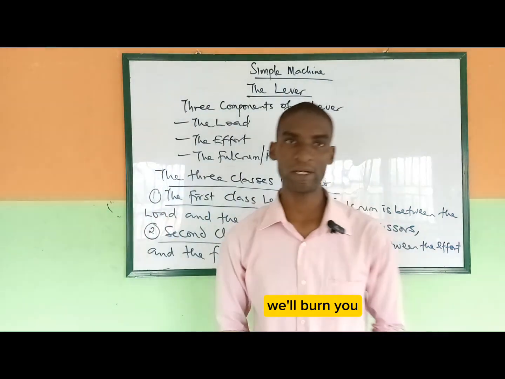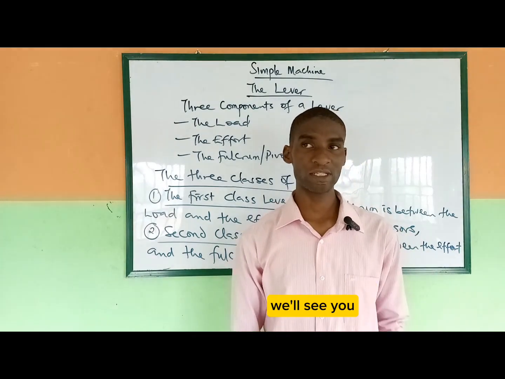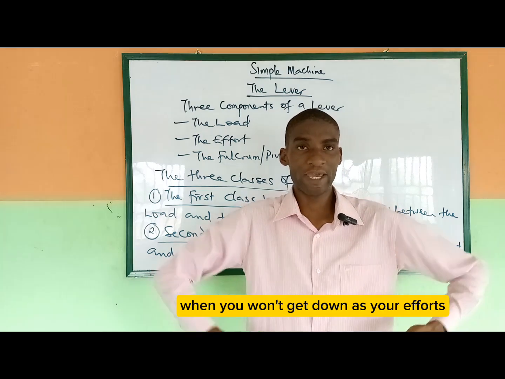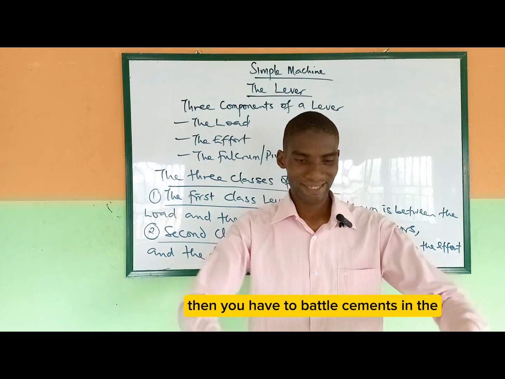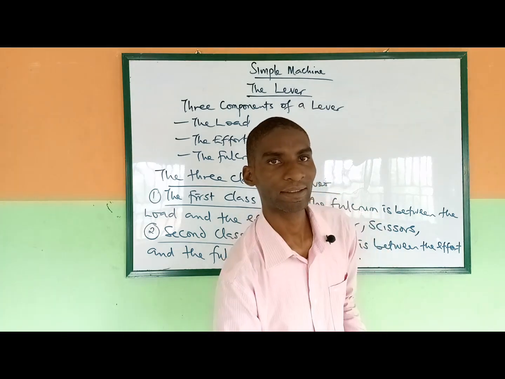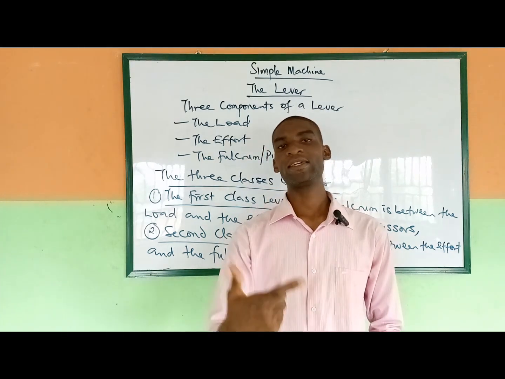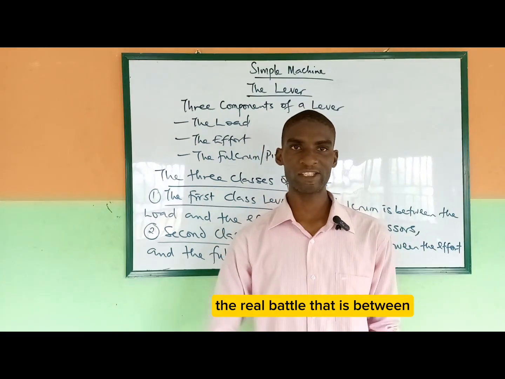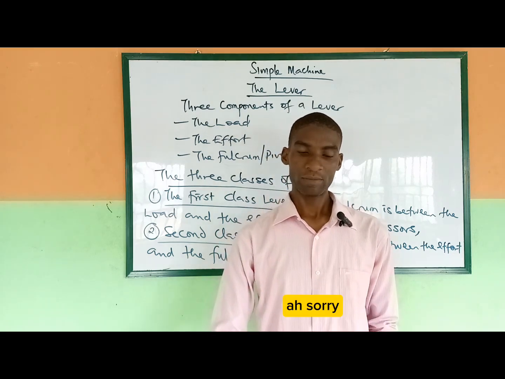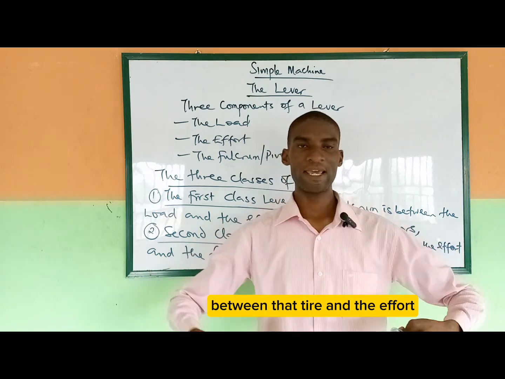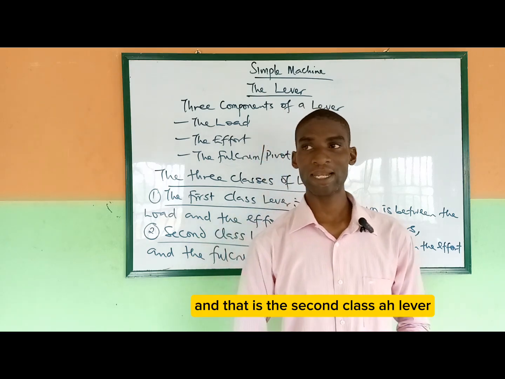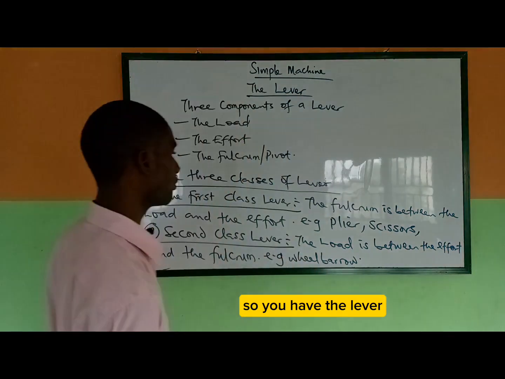Wheelbarrow. If you look at the wheelbarrow, you want to carry a bag of cement, you have the handle of the wheelbarrow where you hold, okay, that is your effort. Then you have the bag of cement in the middle, and then you have the tire underneath the wheelbarrow. Between that tire and the effort, you have the load. So the load is in between, and that is the second class lever. So you have the wheelbarrow.